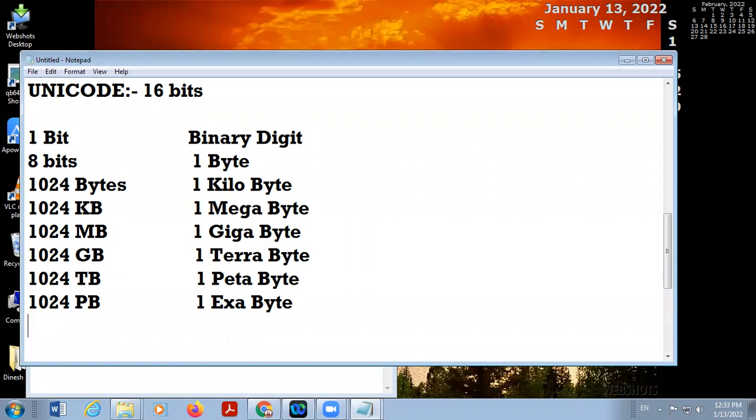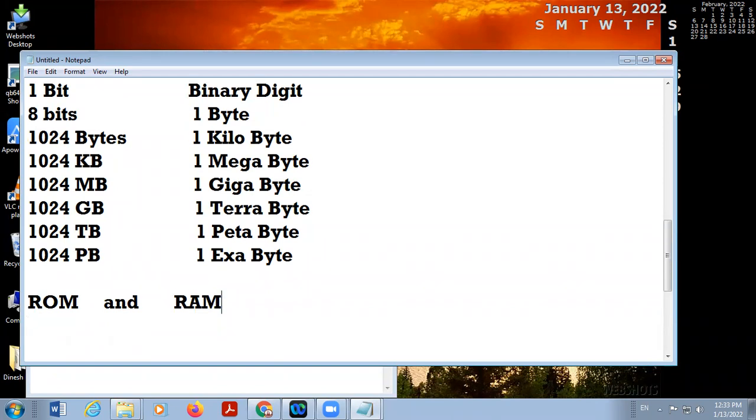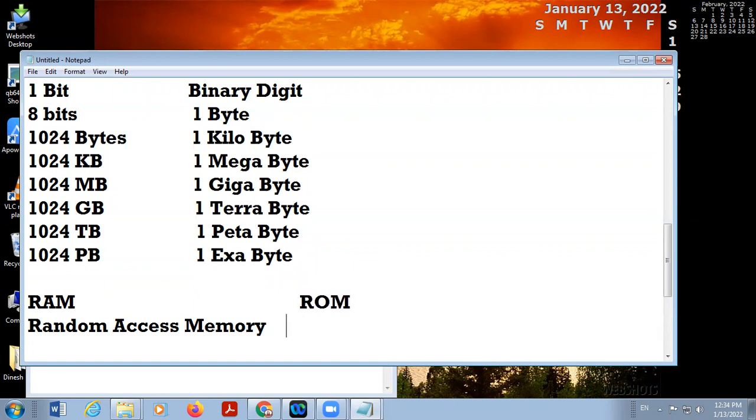So now, next is, in the case of your primary memory or main memory, we know that we have ROM and another one is RAM. There are some differences between RAM and ROM. First is RAM, second one is ROM. RAM stands for random access memory, and the full form of ROM is read-only memory.